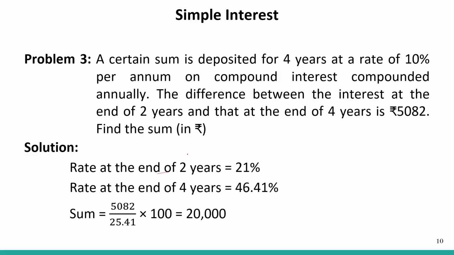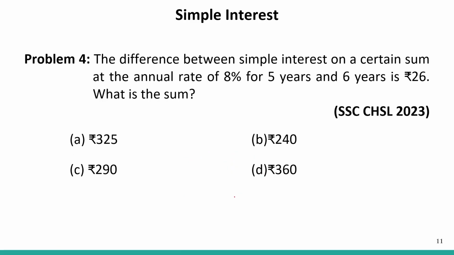So at the end of the second year, the compound interest was this much, that is equal to 21%. Interest became this much. So the interest rate at the end of 4 years, compounded after 4 years, will be equal to 46.41%. Okay, so sum is equal to what? This much by this into 100, right? So the difference in interest is in the denominator, and in the numerator we have the sum difference amount multiplied by 100, and we are left with 20,000, right? So let's see the next question, that is problem number 4.